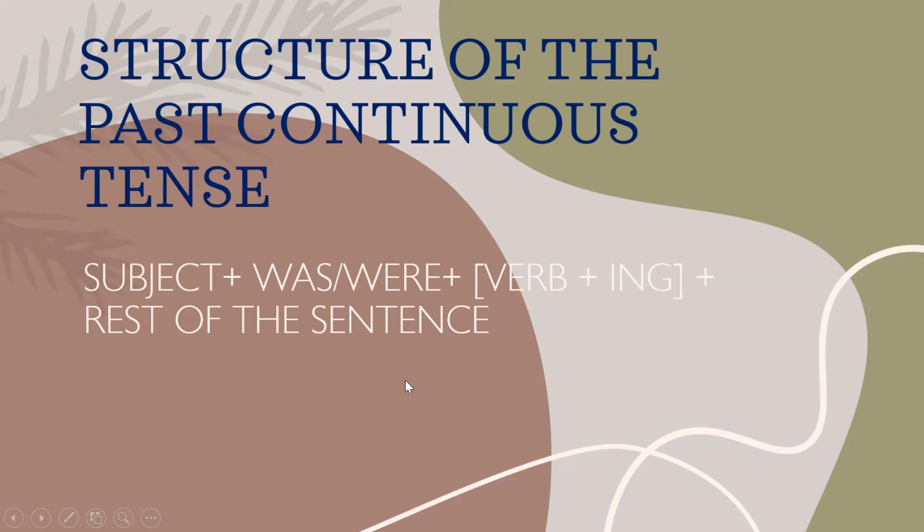Structure of the past continuous tense. Here you will use the subject, and instead of is, am, or are, you have to use was or were, because that shows, this is important, that the action happened in the past. It is not happening now, or it will not happen in the future. This is very important. Apart from this, you go about the rest of it in the same way. You add the verb and ing and the rest of the sentence. It's this that you have to be careful of.